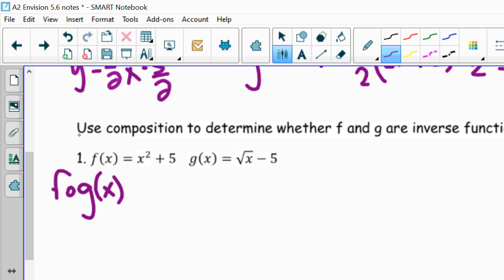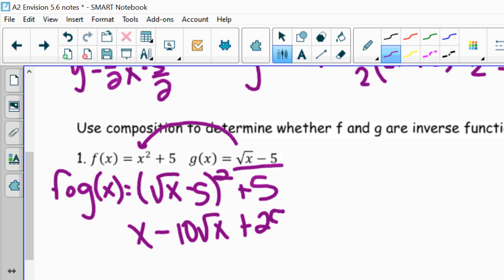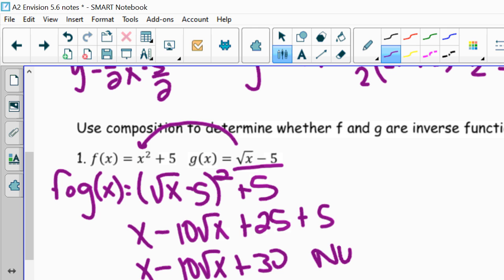So first I'm just going to do f of g of x. I'm going to take this one and plug in right there. So instead of x squared, I'm going to do the square root of x minus 5, quantity squared plus 5. I'm going to do my shortcut for quantity squared. So that's the first one squared, so square root of x squared is x. Multiply the two together and double it. So minus 10 square roots of x plus 25. And then plus 5 at the end. So I've got x minus 10 square roots of x plus 30. This is not equal to x. Therefore, they are not inverses of one another. Okay?